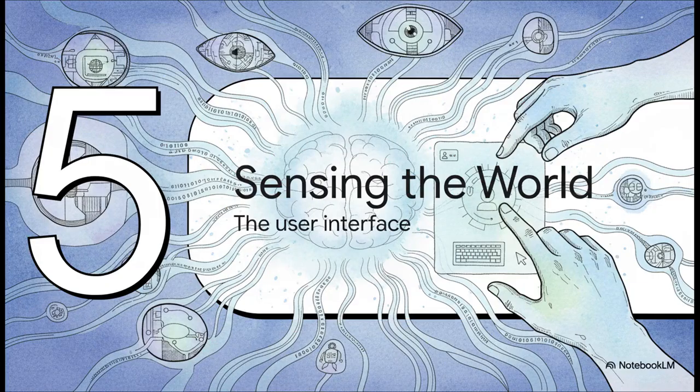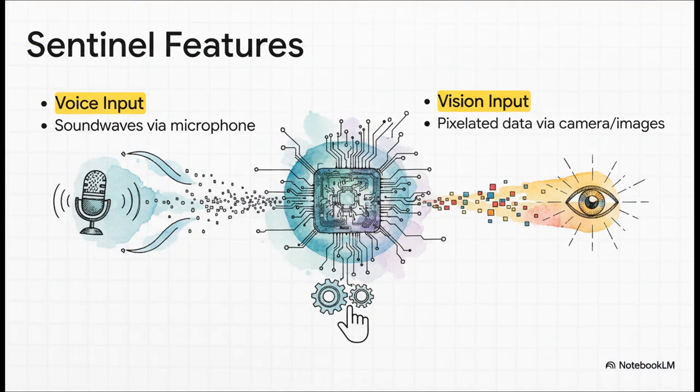So, we've seen how it thinks and how it remembers. Let's get to the final piece of this puzzle. How does this digital brain actually perceive and interact with its environment, which, in this case, is the user? The user interface, which has the cool nickname the Sentinel in the code, gives the AI two primary senses. It can hear through a microphone button that turns voice into text, and it can see whenever a user just drags and drops an image right into the chat.